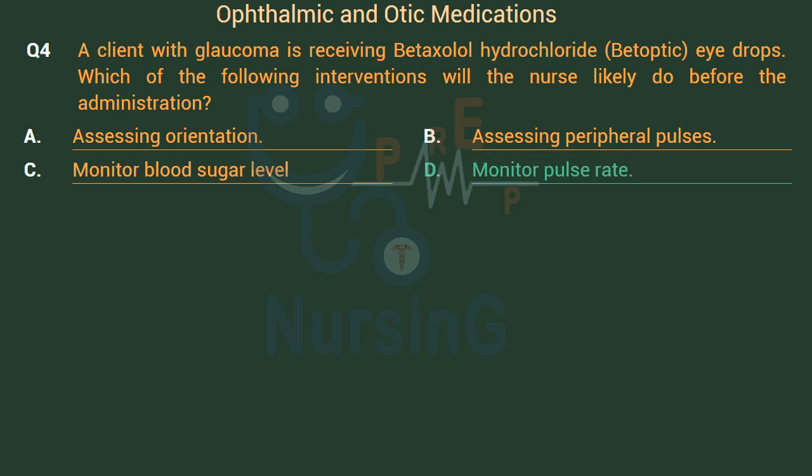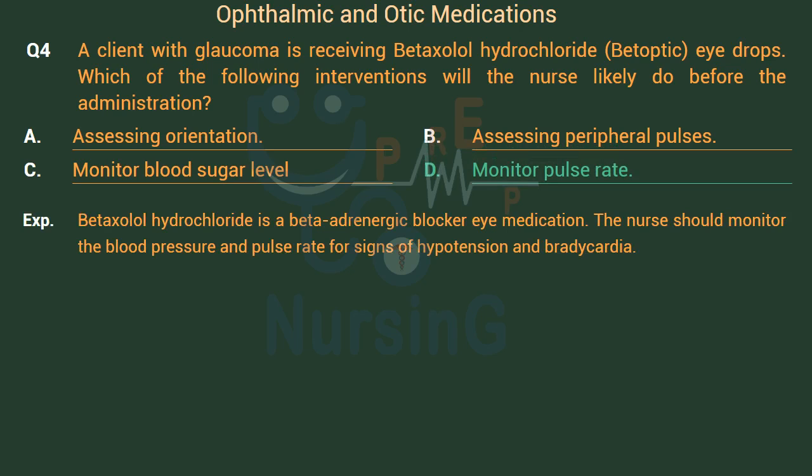Monitor pulse rate. Betaxolol hydrochloride is a beta-adrenergic blocker eye medication. The nurse should monitor the blood pressure and pulse rate for signs of hypotension and bradycardia.